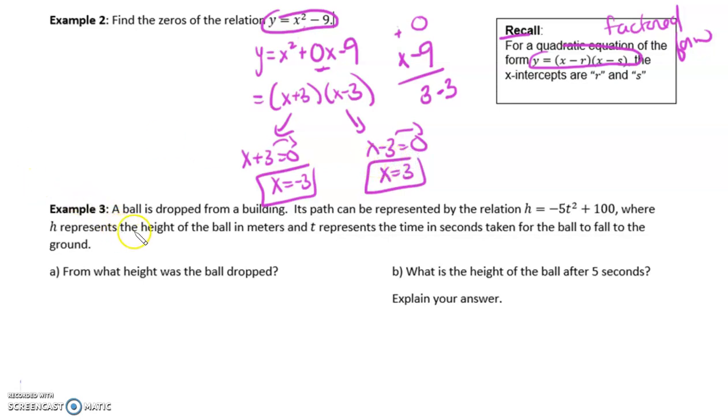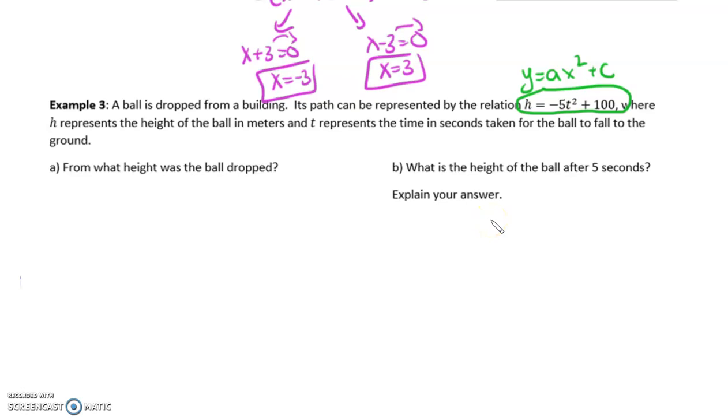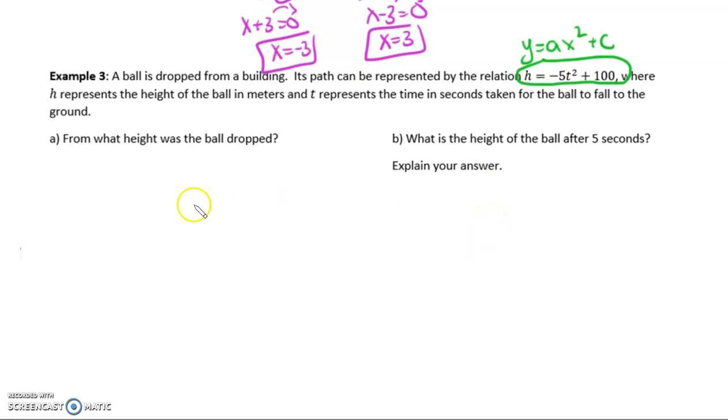Okay, example 3. A ball is dropped from a building and its path is represented by this relation here. Again, this is still in the form y equals ax squared plus c. The only difference is that we are using h and t instead of x and y. Where h represents the height of the ball in meters and t represents the time in seconds taken for the ball to fall to the ground. So from what height was the ball dropped? This is going to be our y-intercept.